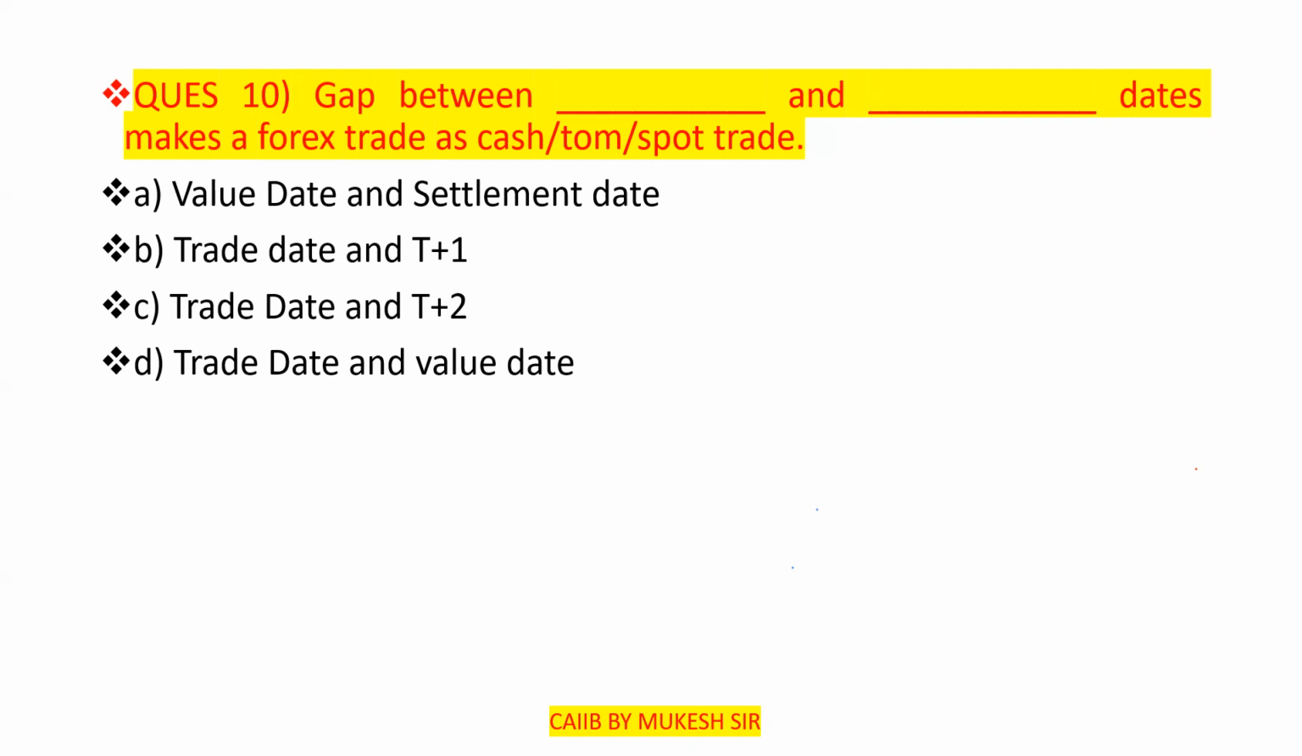Question number 10: the gap between dash and dash dates makes a forex trade a cash, term, or spot trade. Between which dates is there a gap that makes a forex trade cash, term, or spot? I will tell you the meaning of all these things. Hope all of you remember, as I already discussed in the starting, what is cash, what is term, and what is spot.